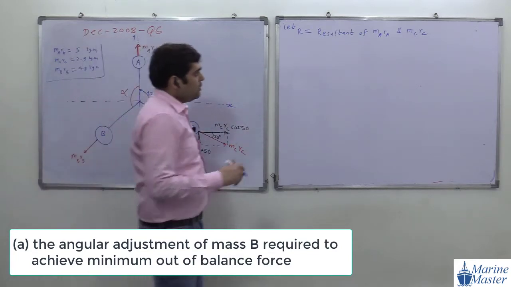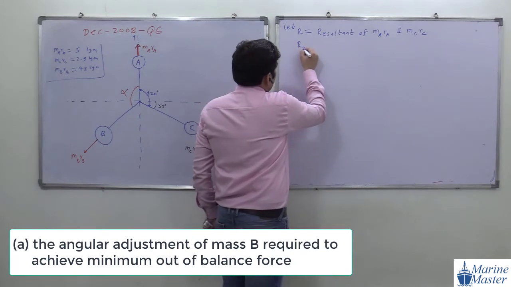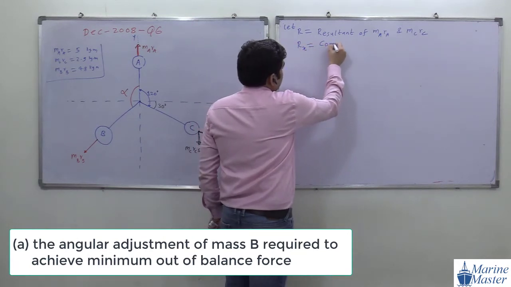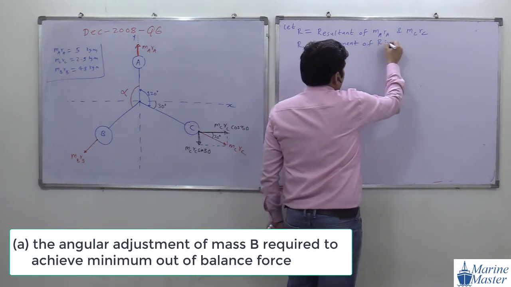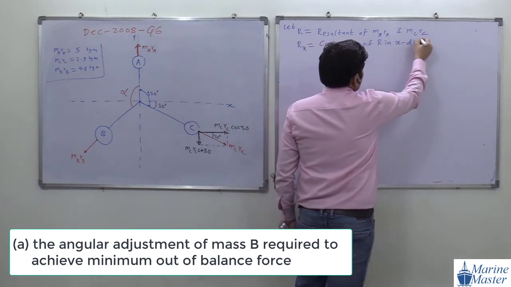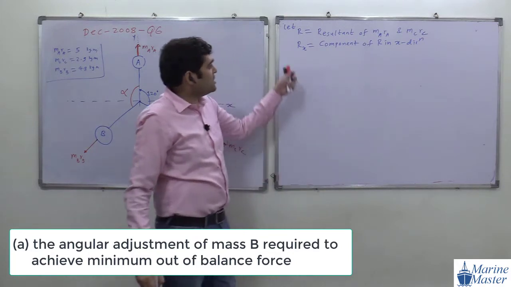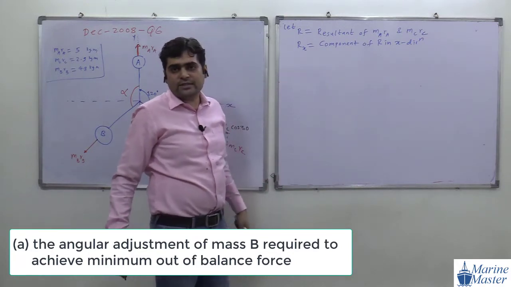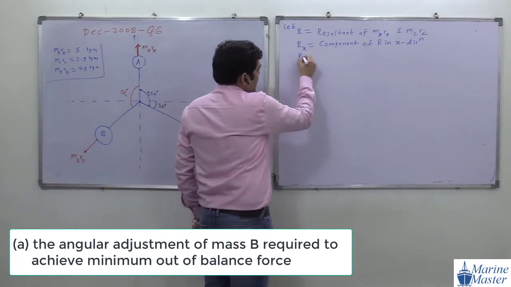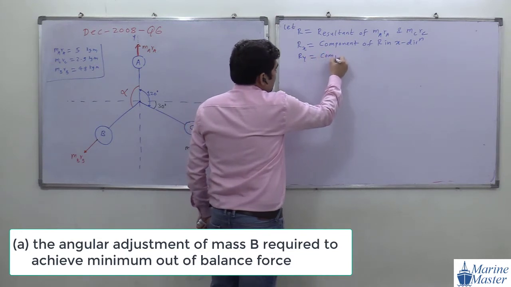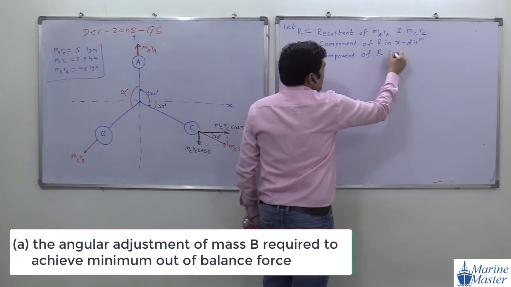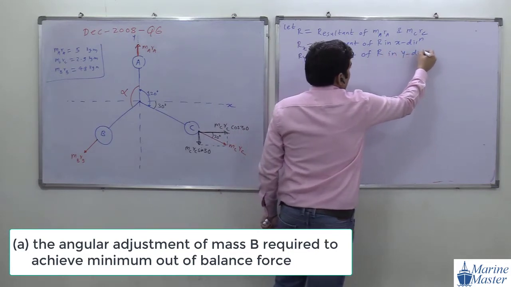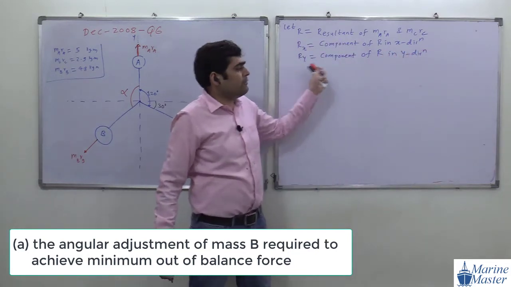Okay. Now R has two components. One component is Rx. What is meant by Rx? Component of R in X direction. And what is meant by Ry? Component of R in Y direction. Anyone have any doubt in this one?